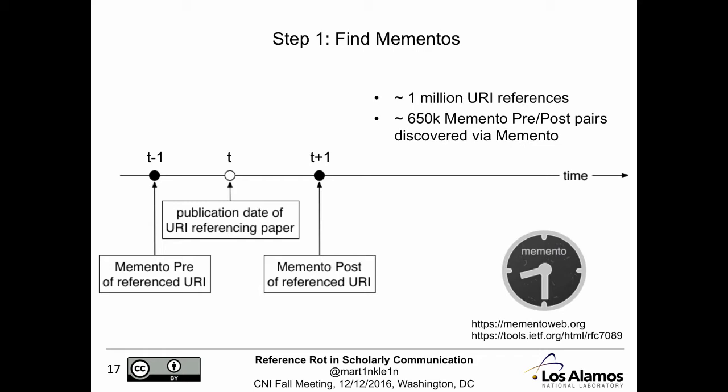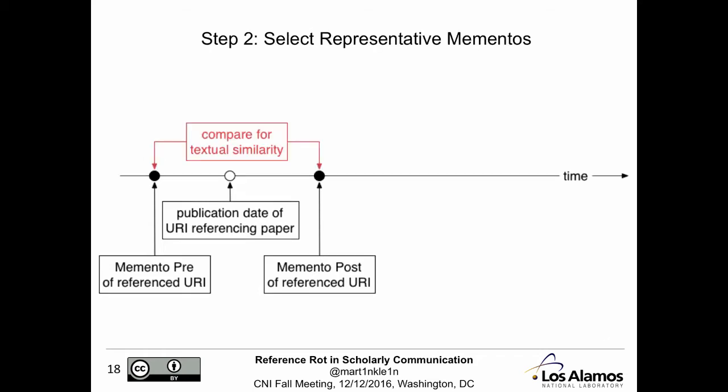So that's good. We found the mementos. What do we do now? We need to identify representative mementos, with the notion of what the author intended to cite at the time of the publication of the article. In order to do that, we compare the textual content of these two mementos, with the assumption that if the memento pre is the same as the memento post, encompassing the publication time of the article, then that is the content that the author intended to cite at the time he or she wrote or published the paper. Okay?